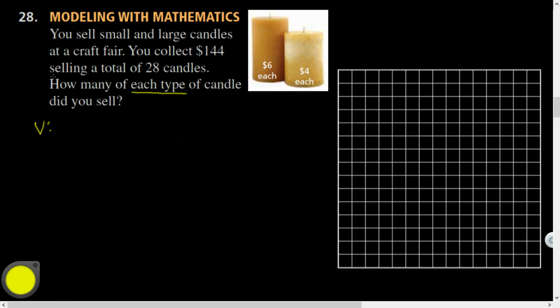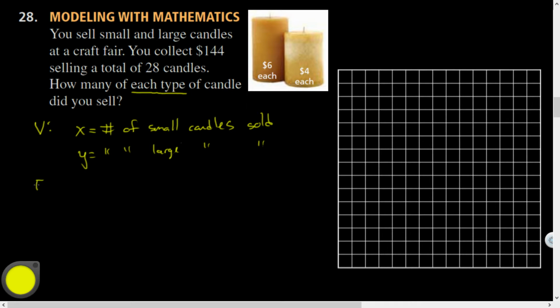My variables are often the thing that the question is asking. And here it's asking me two things. How many of each type of candle did I sell? So let's say x is the number of small candles sold. All right, that makes sense. So that's not a dollar amount, that's a number amount. And let's let y equal the number of large candles sold.